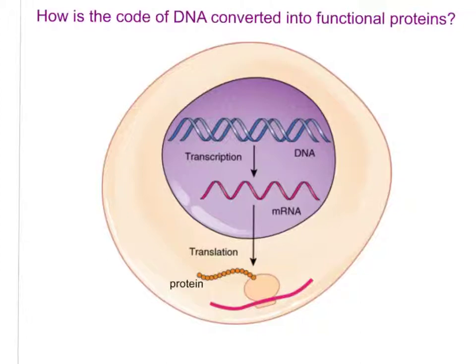So how is the code of DNA converted into some functional product? In the end, we start with DNA, and it is converted into a protein. And how does this happen? This is very much an overview. We've talked about DNA and the structure of it. We've talked about how DNA can replicate itself. We are going to talk today about transcription.